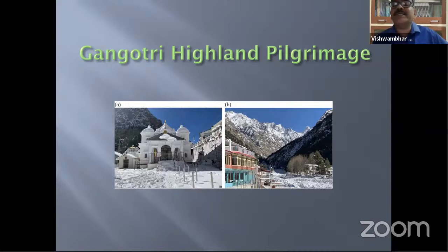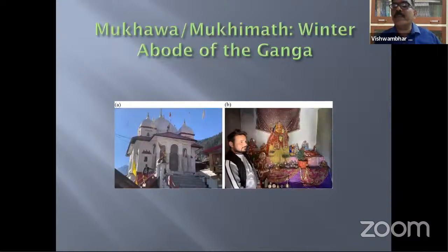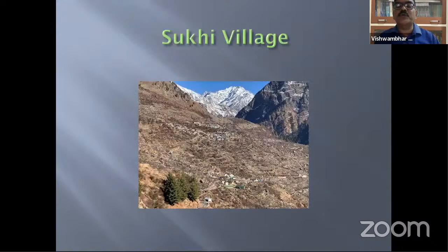And behind this second picture, there is the Shivlinga, the Shiv peak, and they all have religious importance. This is Mukhwa or Mukhimat. It is the winter abode of Mother Ganga. During winter, the idol of Ganga is brought down to Mukhwa, and then during summer, the pilgrimage season, it goes up to Gangotri. In the landscape, there are also some villages which are very important along the Ganga I'm talking about. This is Sukhi.